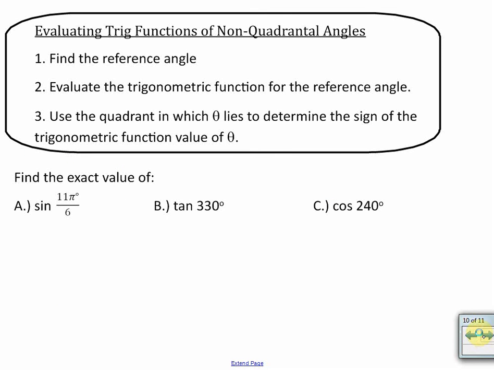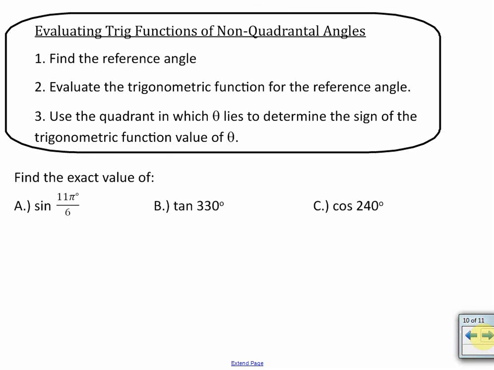So here's how you would evaluate a trig function using either the chart or unit circle for non-quadrantal angles, so angles that are not at 90 or 180 or 270. The first thing you're going to do is find the reference angle. Then evaluate the function for the reference angle, so use your unit circle or exact value chart. And then decide if it's going to be positive or negative based on which quadrant it's in.